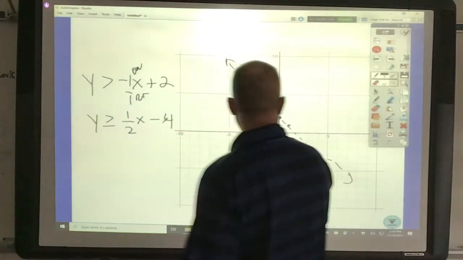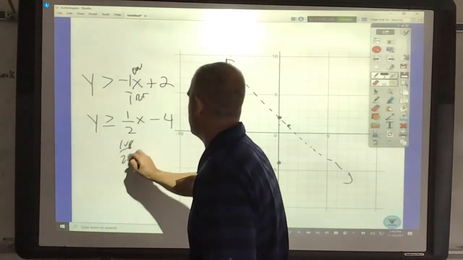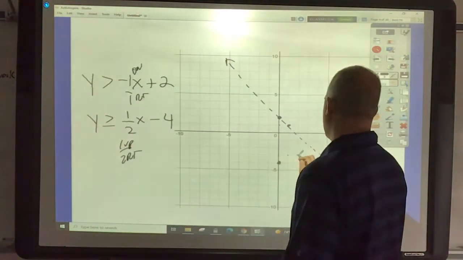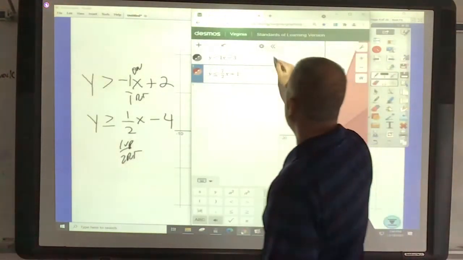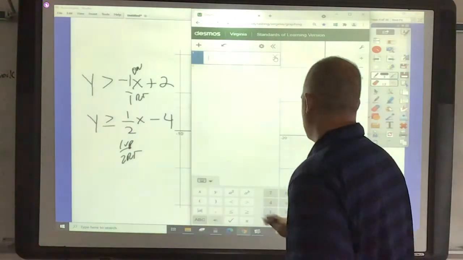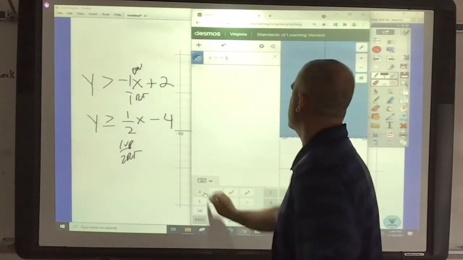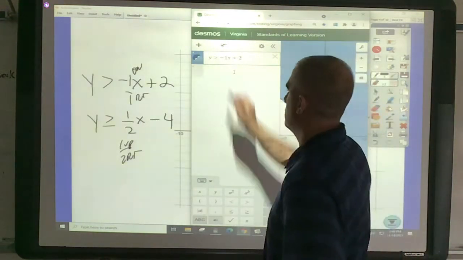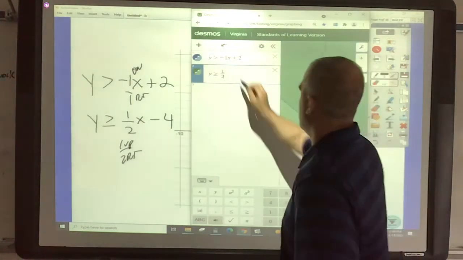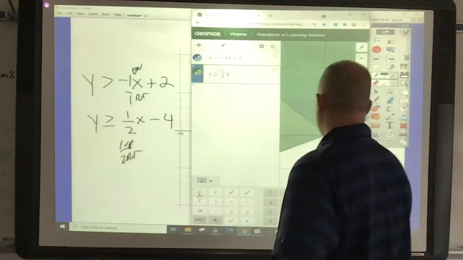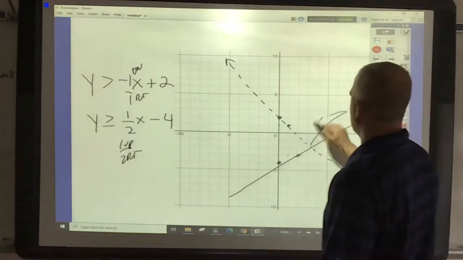This would be down 4. That's 1 up, 2 right. So 1 up, 1, 2 right, and that would be a solid line. Once again, I'm going to Desmos. y greater than -1x plus 2, y greater than or equal to 1 divided by 2 x minus 4. Darkest region is right here.